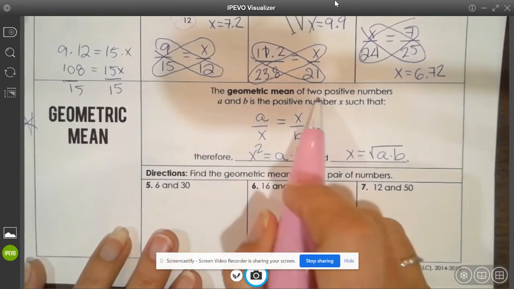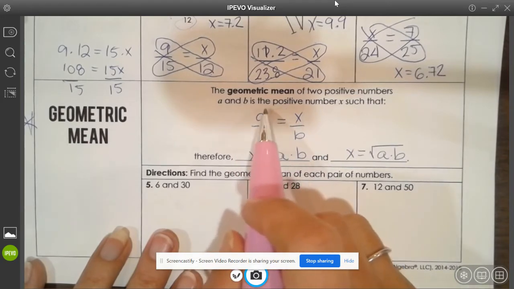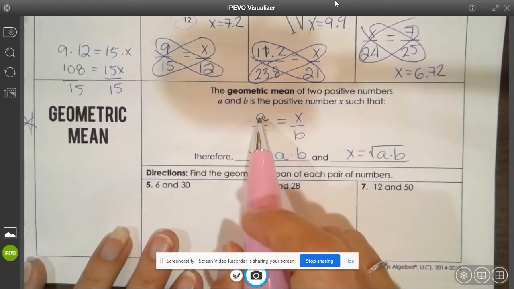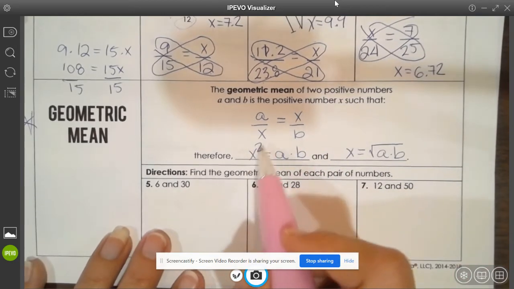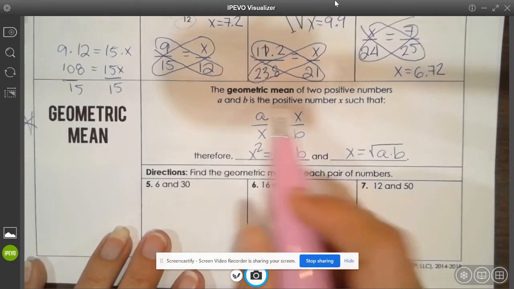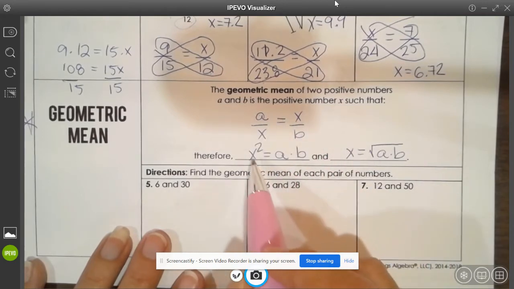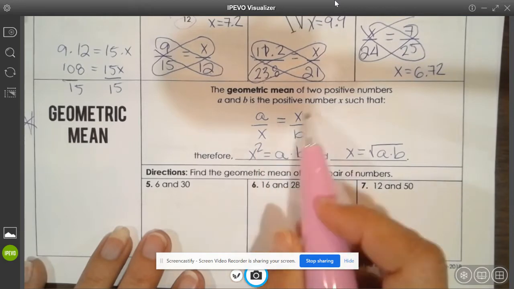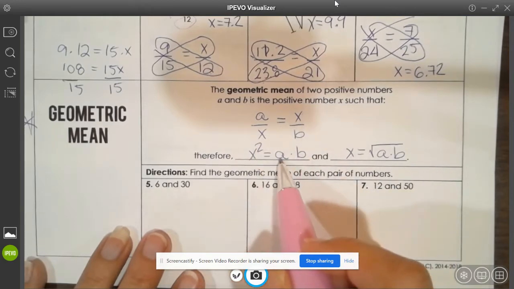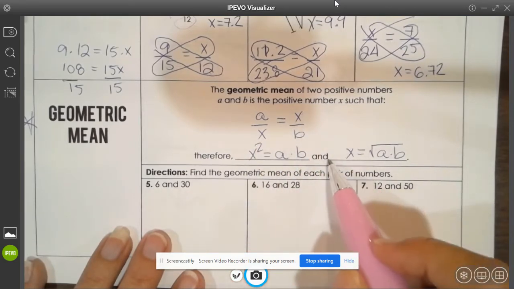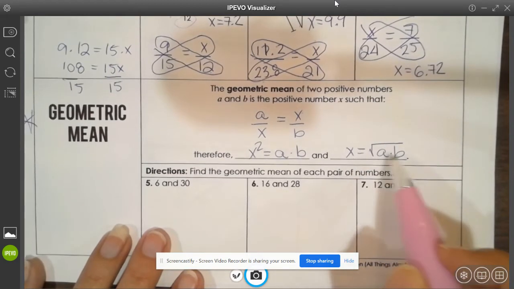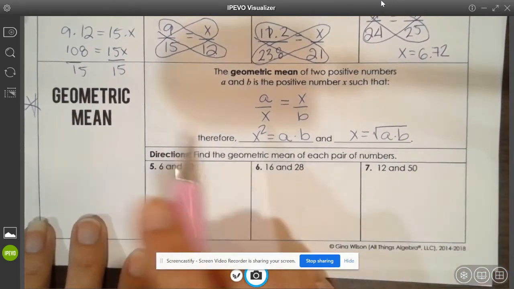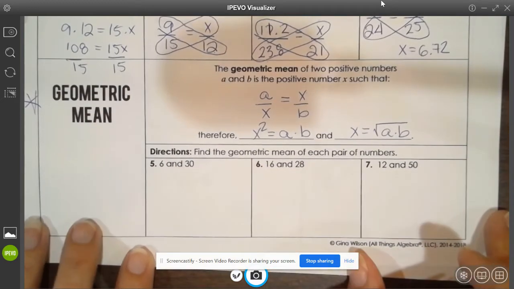It says the geometric mean of two positive numbers, A and B, is a positive number x such that A is to x as x is to B. So if you play with this formula, we get that x squared, there are two x's, right? x squared equals A times B. If we take the square root of both sides, we get x equals the square root of A times B. And it says directions: find the geometric mean of each pair of numbers.